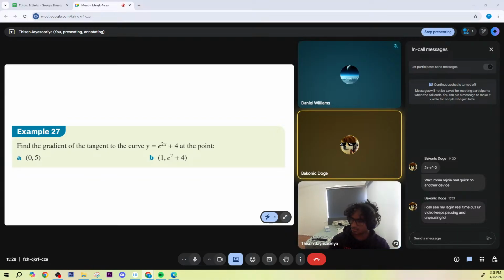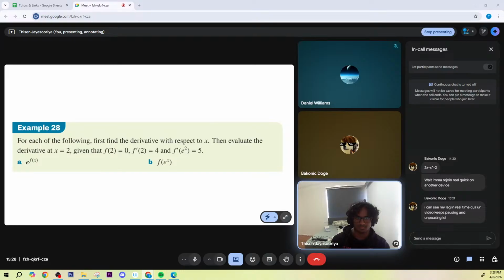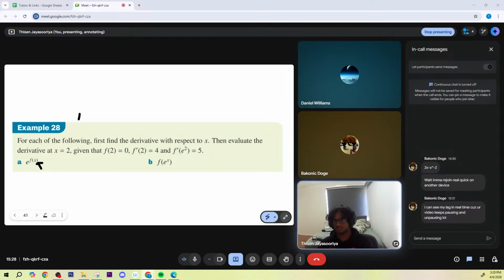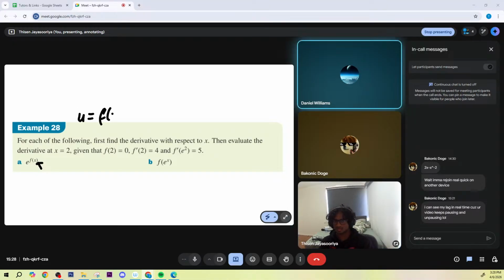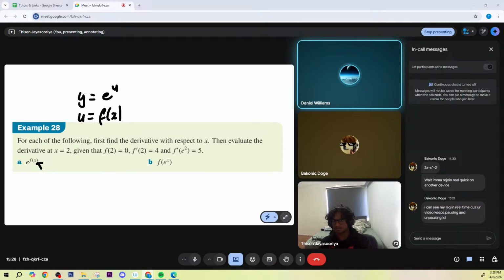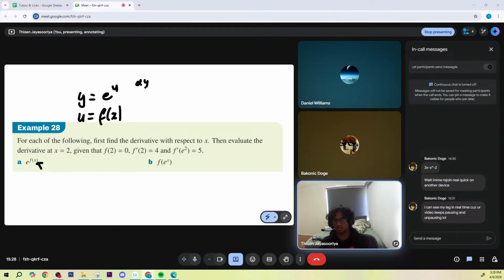No. Okay. So have a little go at this one. What is the derivative of this function? Any ideas from the two of you? Do we use the chain rule? Yeah. So what is u equal to? f of x. And what is y equal to? e to the power of u. Yeah. So what is dy on du?